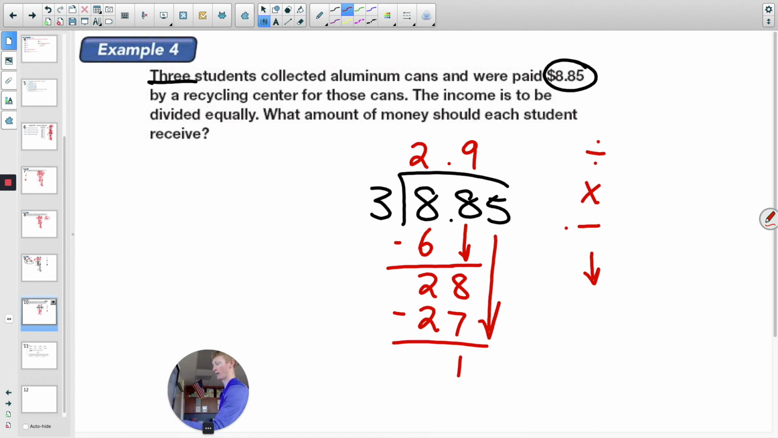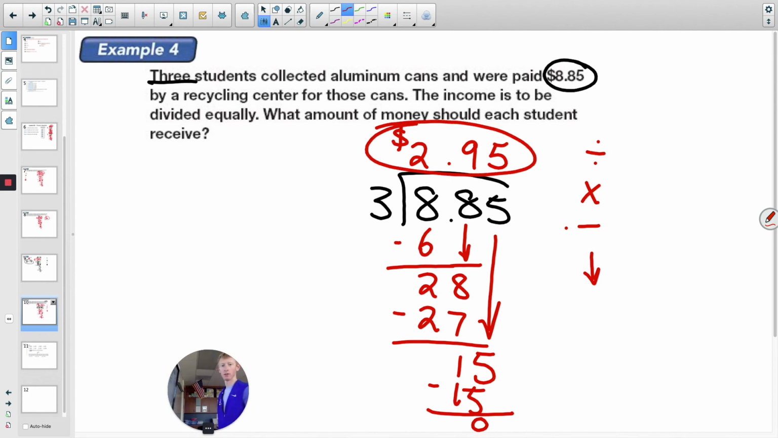Bring it on down. 15 divided by 3 gives me 5. Multiply, 3 times 5 is 15. Subtract, gives me 0, so I'm done. So $2.95 each is how much money they would receive.